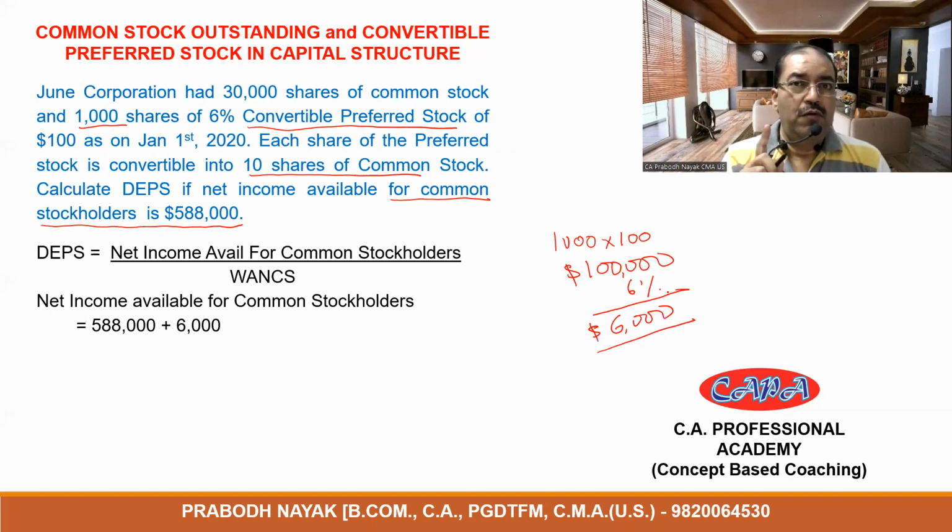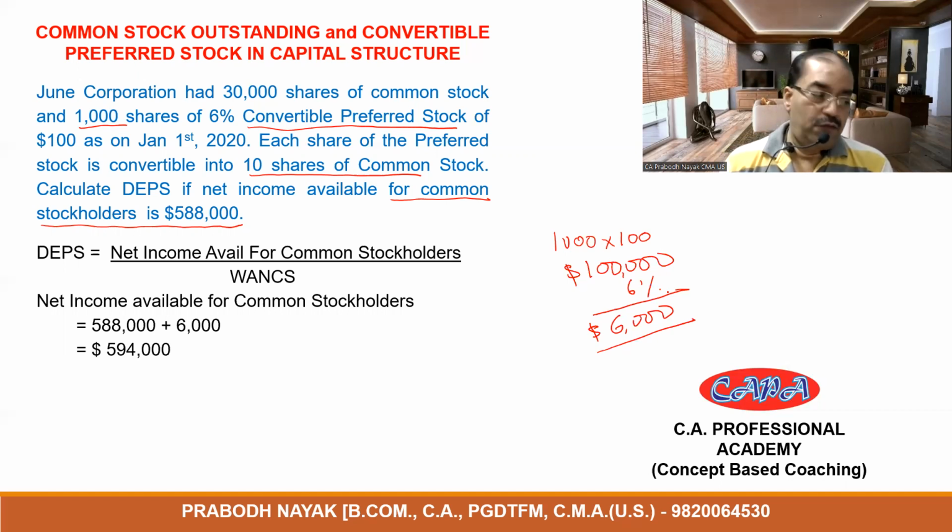Remember, I told you preference dividend has no tax reduction. No tax reduction, full amount. So 588 plus 6, I'll get 594,000. So my net income available for common stockholders is $594,000.